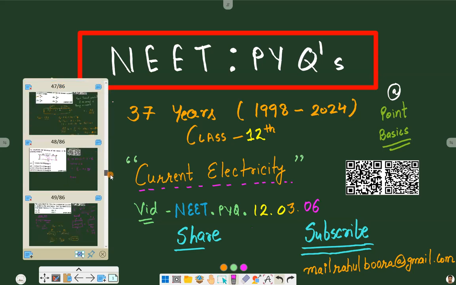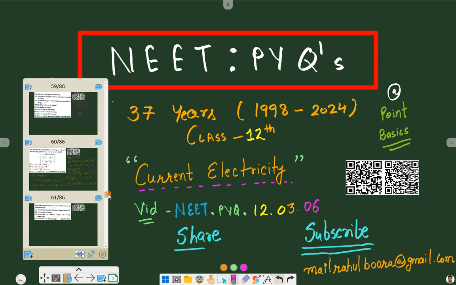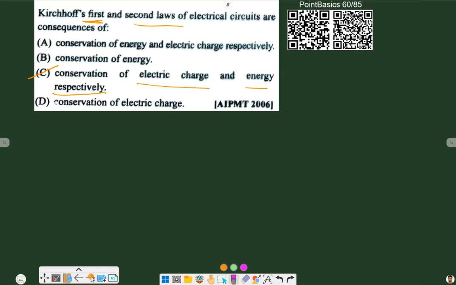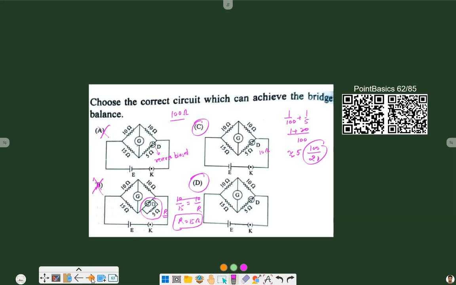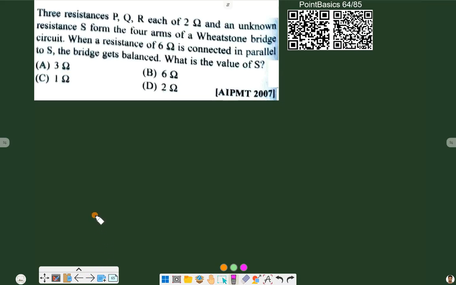We have, I think, completed up to 60. So, looks like this was our last question. Okay, we also completed this. This one is also done. This is also completed. Okay, so today we will start with 64th.